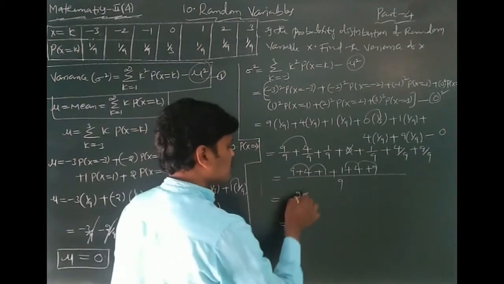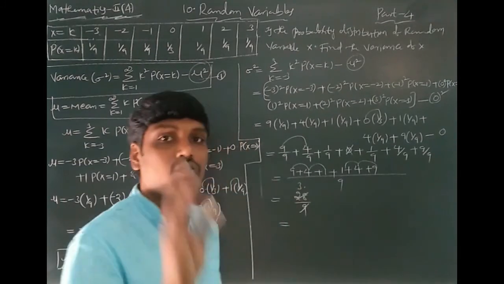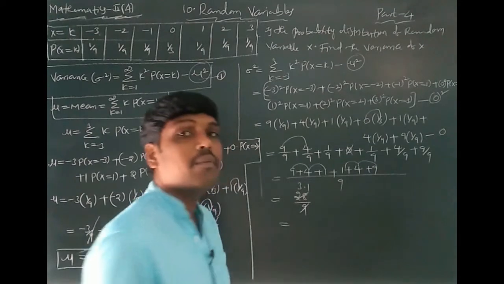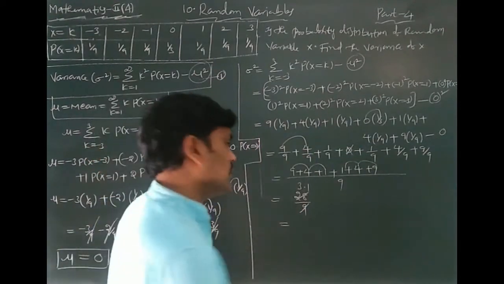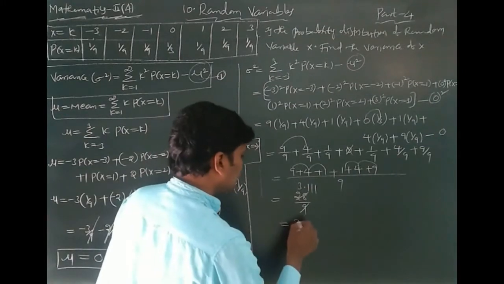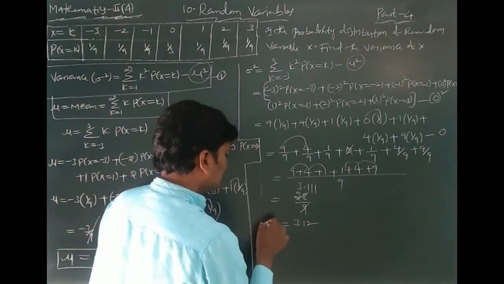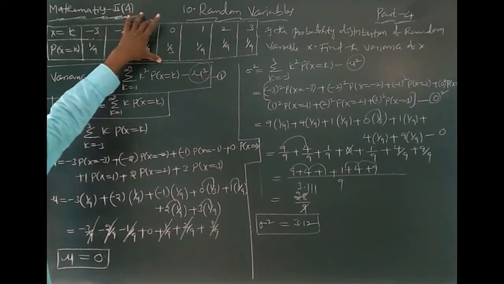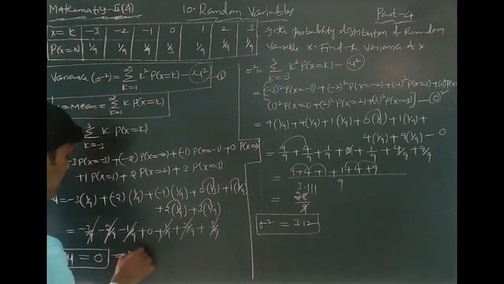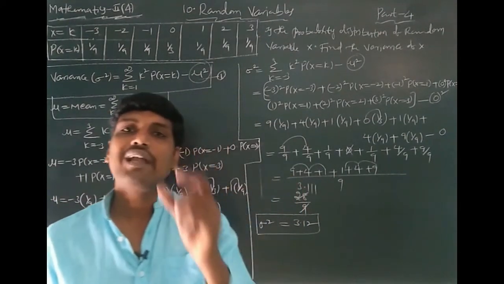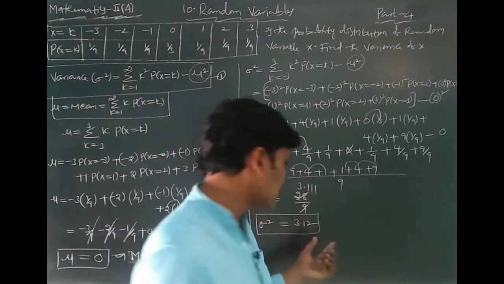9 3s are 27. Remaining how much? 1. Point, we have to take 10. 9 ones are 9. Remaining 1. Our point, we have to take 1. 9 ones are 9. 9 ones are 9. In a similar way, this question has 3.12. This is the variance of the given probability function. What is the mean? Mean is 0. In this probability function, mean is 0, variance is equal to 3.12. In this way, this is the approximate value.